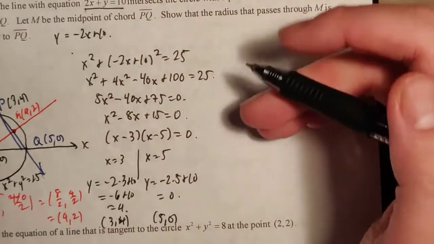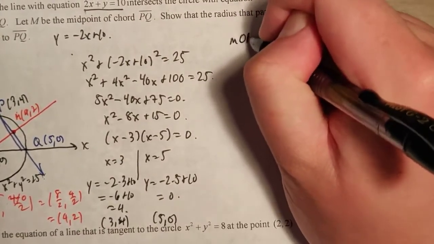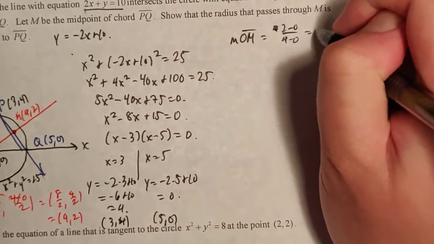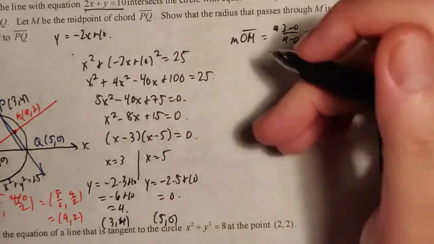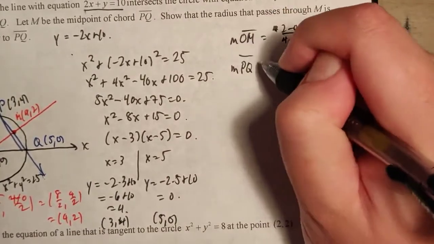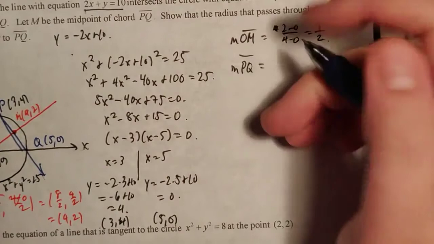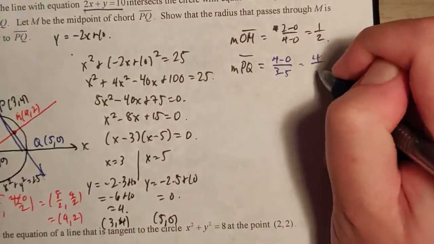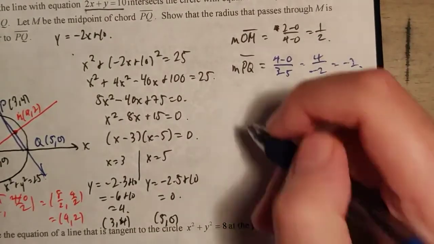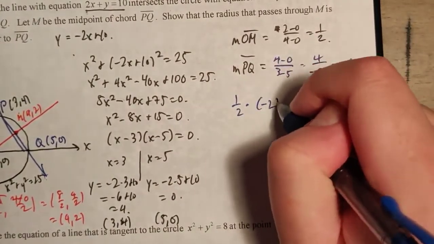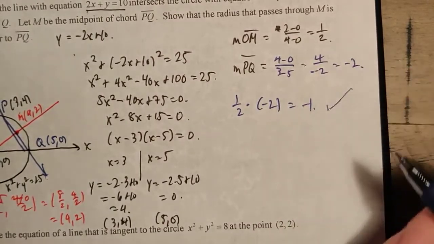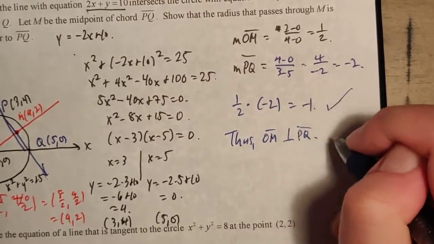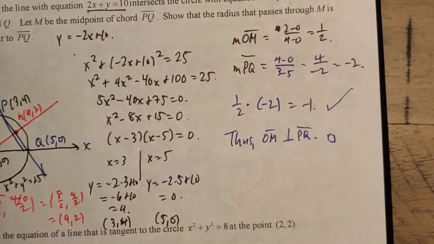So now I have to show the slopes of the pieces here. So it's the slope of OM. Well, that's easy. That's just (2 minus 0) over (4 minus 0), which is 1/2, which is what we want to see here. And now we can use PQ here. Find the slope of PQ. In this case, we have, let's see, (4 minus 0) over (3 minus 5), which is 4 over negative 2, which is minus 2 here. And we see that indeed 1/2 times negative 2 is negative 1. And that's a good thing. Thus, OM is perpendicular to PQ. You'll love to see that, okay?